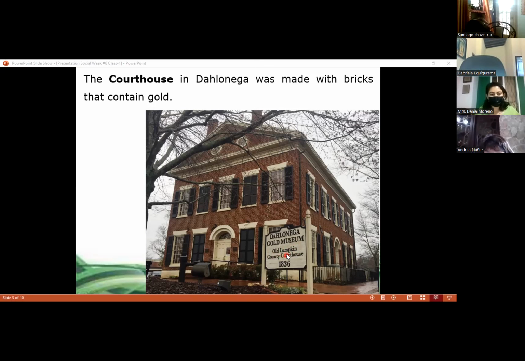And here it says Old Lumpkin County Courthouse in 1836. So this is a place where, not just Americans, people can go to see if they like history, if they want to have time to learn about the history of these times. Remember that it's related to the times of the Cherokee, the American Indian tribes that were forced to move because the explorers were looking for gold, class. Now, would it be interesting for you to be in that place to see this gold or not? Yeah.